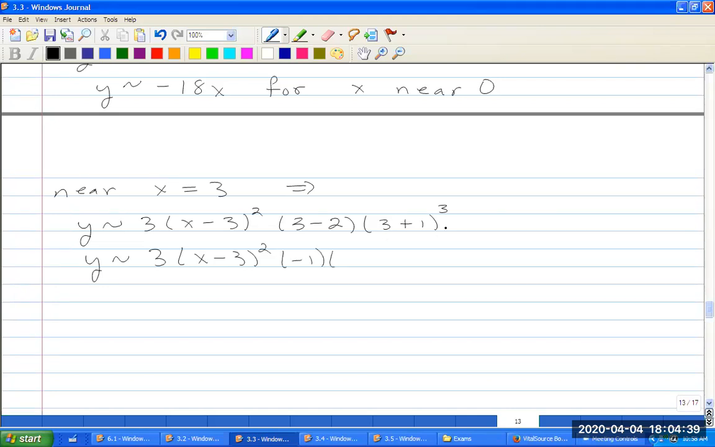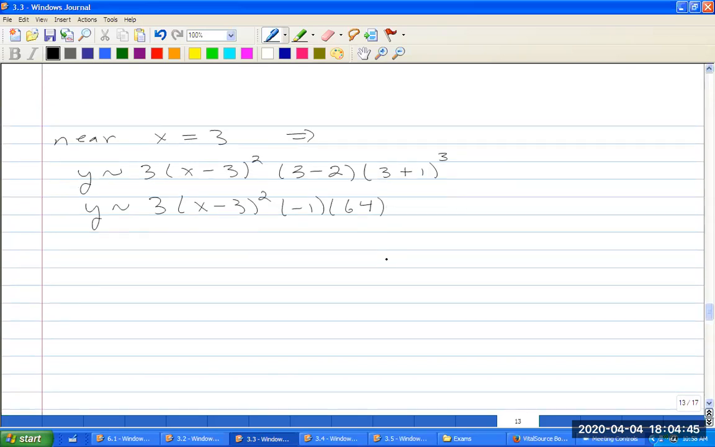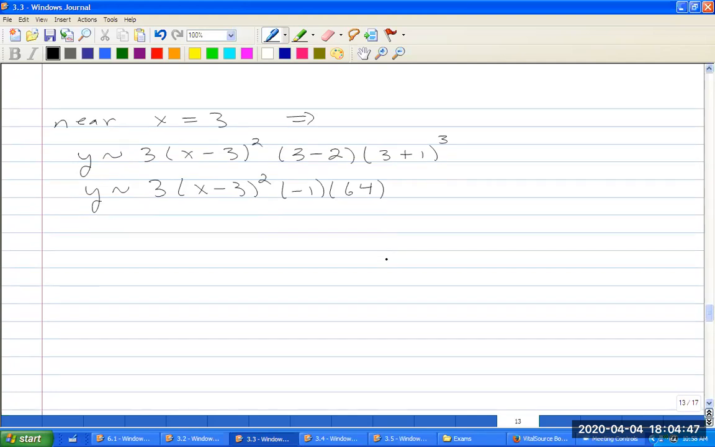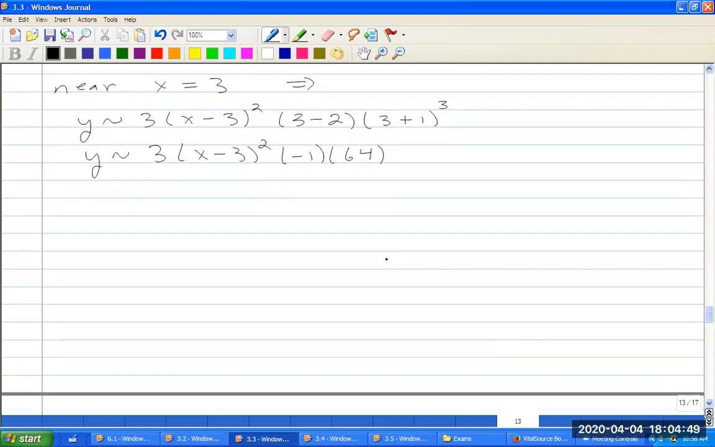4 cubed is 64. Oh, that's just gigantic. So y is asymptotic. We just really want its sign. Y is asymptotic to a negative 192 x minus 3 squared near x equaling 3.